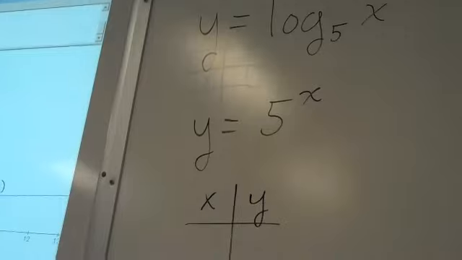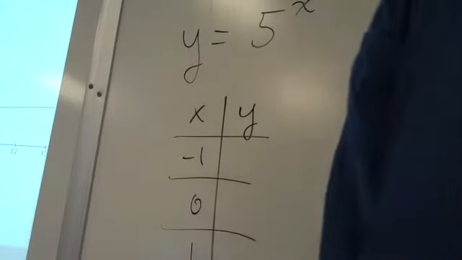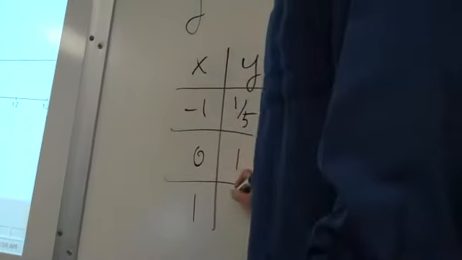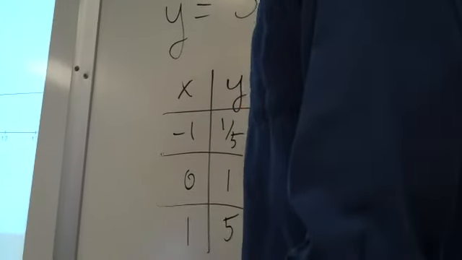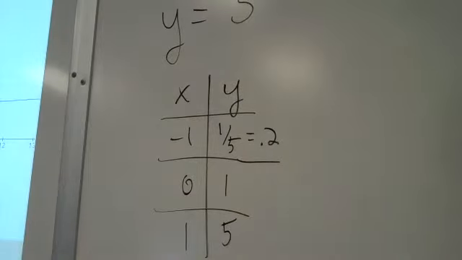What are the three interesting points on 5 to the x? -1, 0, and 1. What do we get when we plug these in? 1 over 5, 1, and 5. 1 over 5 is 0.2. You know that your calculator can tell you.